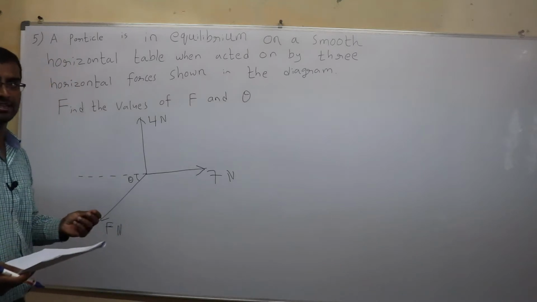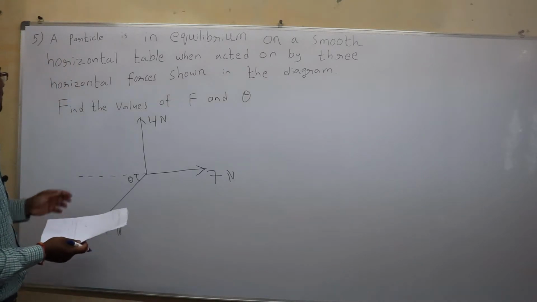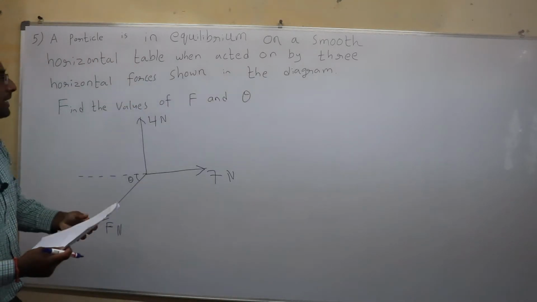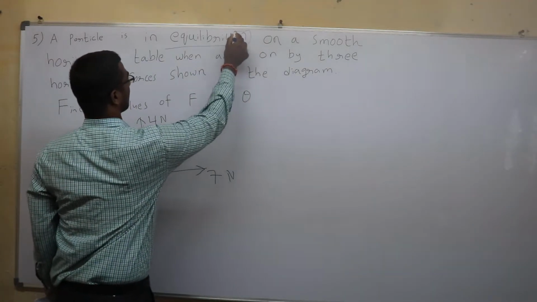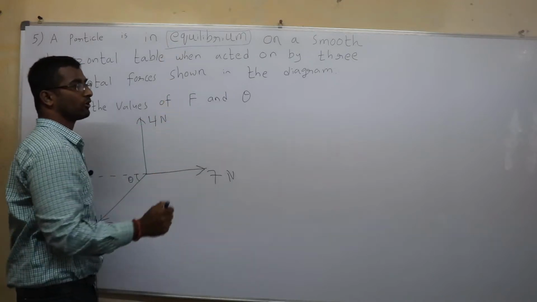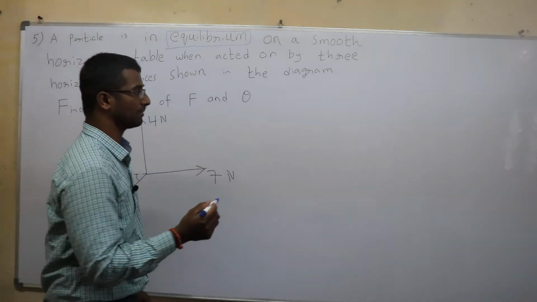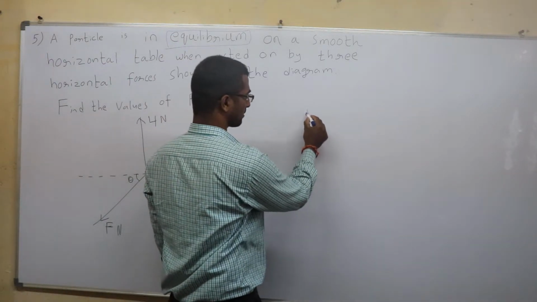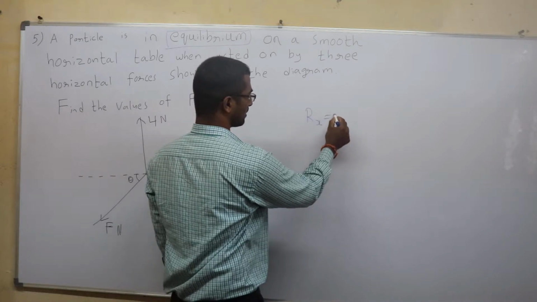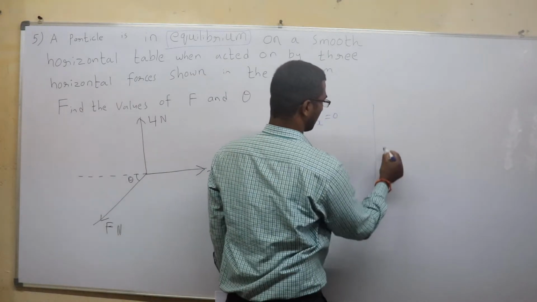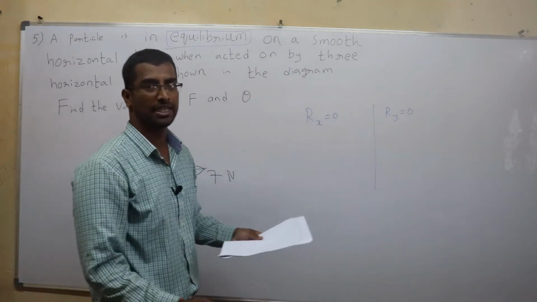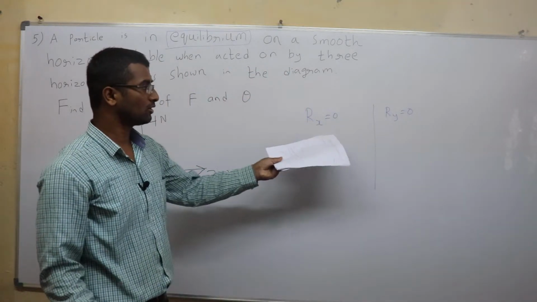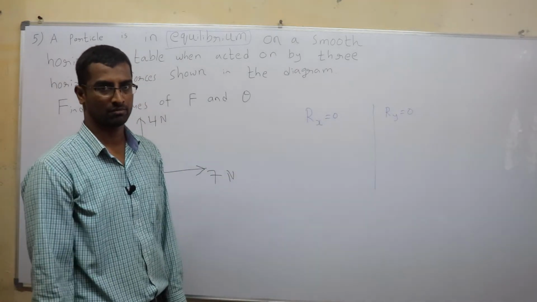Okay, next is a sum. A particle is in equilibrium. Whenever equilibrium comes, underline it. What is the condition for equilibrium? The equilibrium condition is Rx equal to 0 and the other one is Ry equal to 0. Whenever equilibrium is mentioned, these two conditions come.